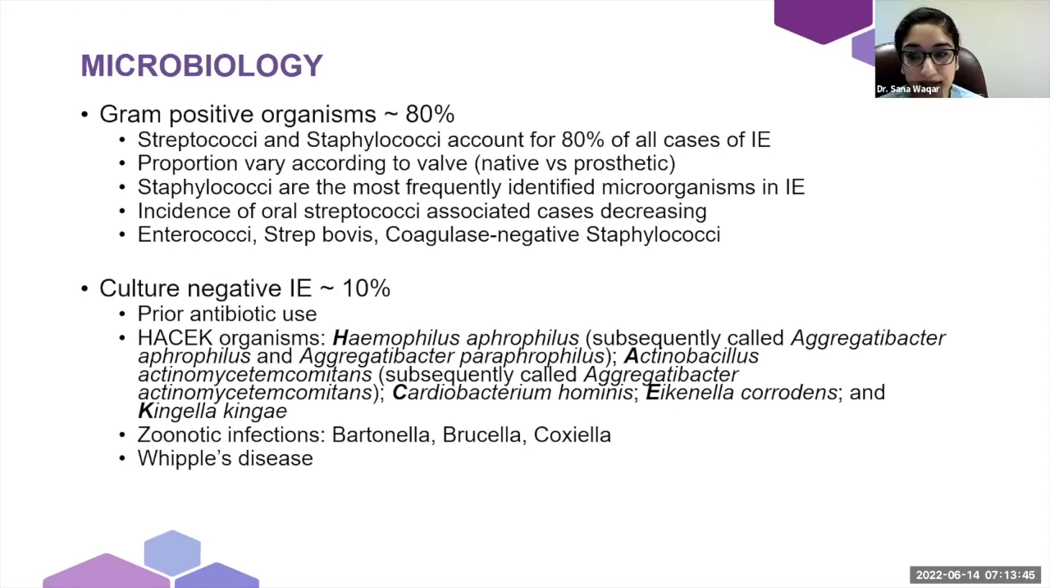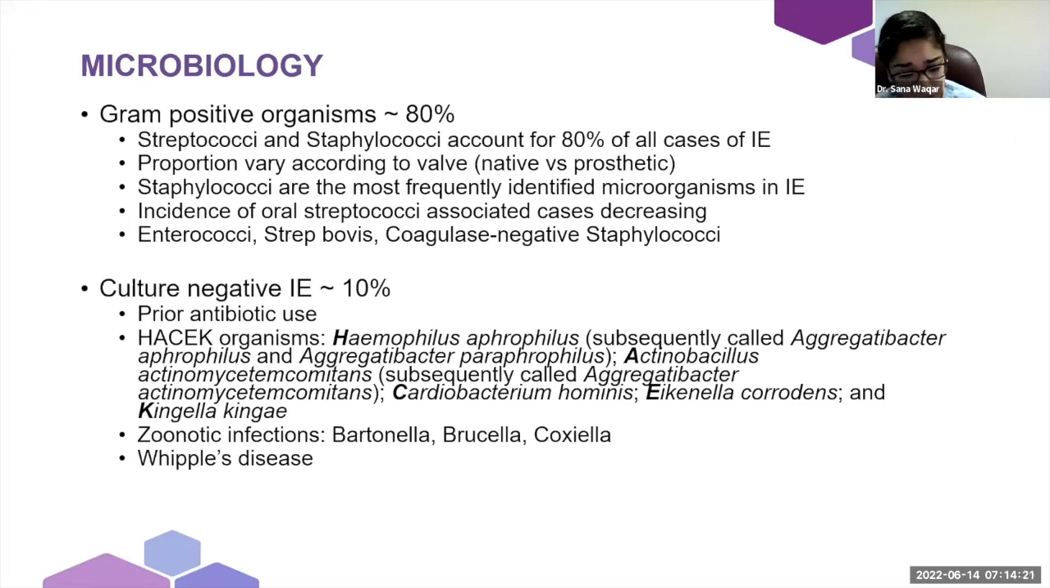The next subset within this group is the HACEK organisms, which are Haemophilus, Actinobacillus, Cardiobacterium, Eikenella, and Kingella. All these organisms are known as fastidious organisms, which means they are very hard to grow in culture. So even though we know clinically there is an endocarditis and it's likely bacterial, when you do blood cultures on these patients, the cultures are negative. It has to do with the fact that these fastidious organisms are very hard to grow in the lab.